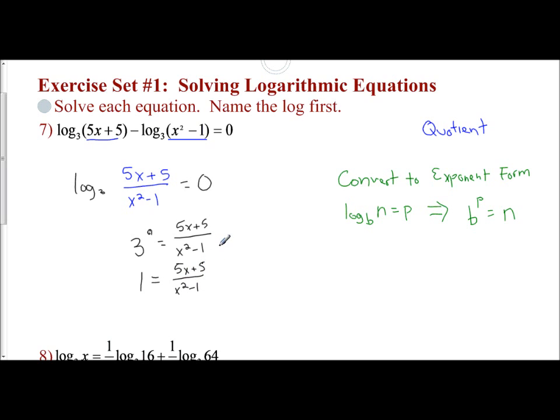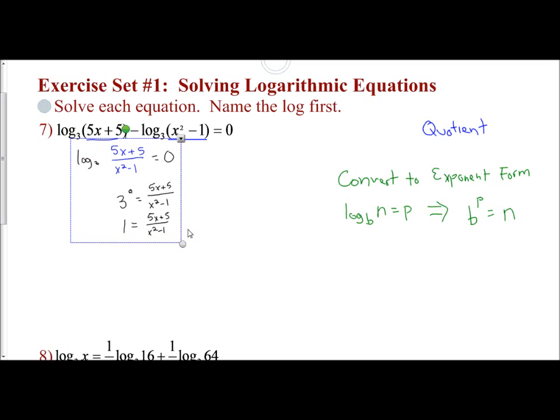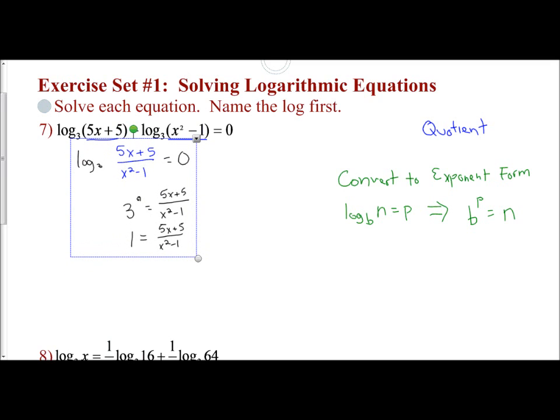So the question is, how am I going to solve this? Well, in a way, I'm going to look at it like cross multiplication. I'm going to imagine this 1 is really 1 over 1. And so I do 1 times x squared minus 1, which is just x squared minus 1, and 1 times 5x plus 5 is really just 5x plus 5. Since it's a quadratic, I'm going to get everything on one side, and I get x squared minus 5x minus 6 equals 0.